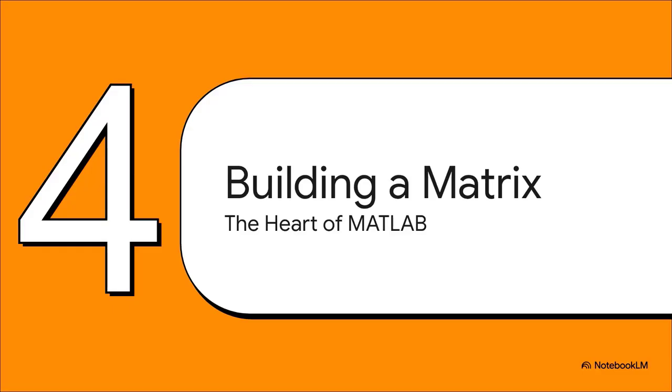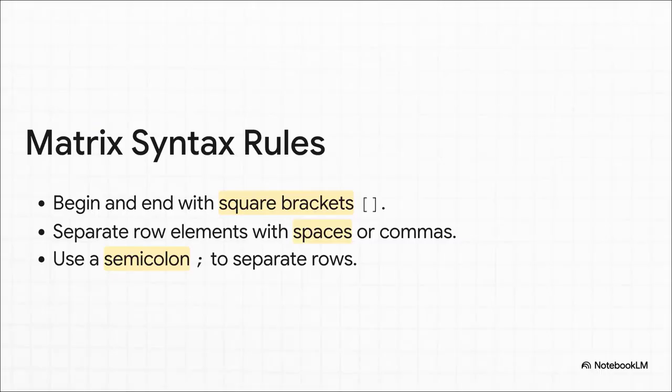And now, we've arrived at the main event. Remember what Matlab stands for? Matrix Laboratory. These things, matrices or two-dimensional arrays, they are the absolute heart and soul of Matlab. Everything we've done so far has been leading us right here. The rules for making a matrix build directly on what we just learned with vectors. We still use the square brackets. We still use spaces to separate numbers in a row. The only new piece to the puzzle is the semicolon. A semicolon tells Matlab, okay, stop this row and start a new one right below it.